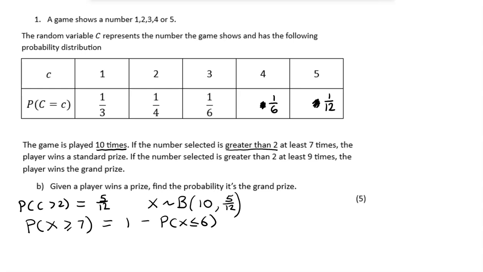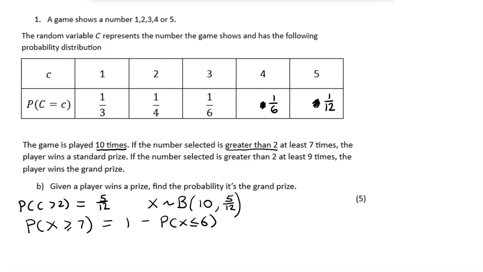If you use your calculator using binomial CD, that will give you the cumulative distribution for all the numbers up to 6 if you put in 6. So if you put in x as 6, you'll get the probability of 0, 1, 2, 3, 4, 5, and 6 successes. So if we work out all the ones that we don't want, so we don't want 0, 1, 2, 3, 4, 5, or 6, and if we take that away from 1, that will tell us the probability of it being 7 or more.